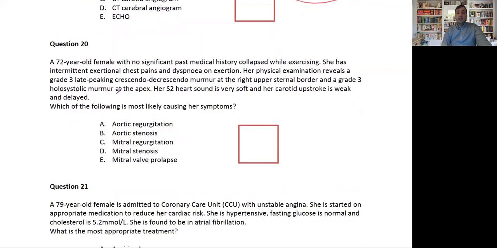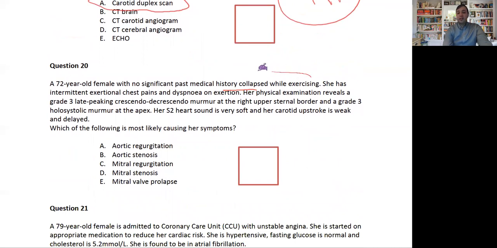So here we have question 20. A 72-year-old female with no significant past medical history collapsed while exercising. So here we have exertional collapse or exertional loss of consciousness. She has intermittent exertional chest pain, and dyspnea on exertion. Her physical examination revealed a grade 3 late-peaking crescendo-decrescendo murmur at the right upper sternal border.